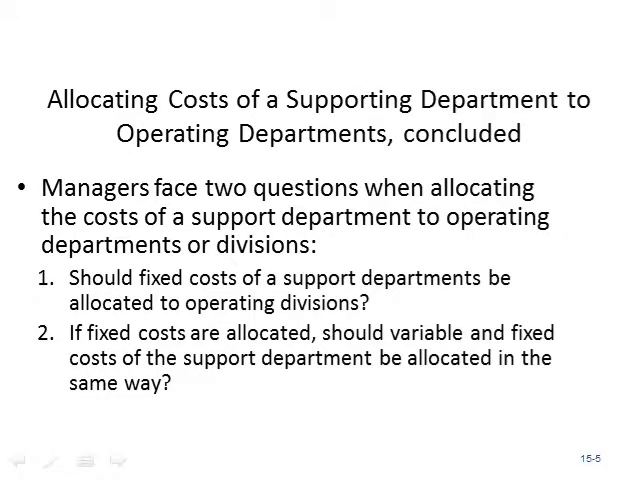Managers face two questions when allocating the cost of a support department to operating departments or divisions. First, should the fixed cost of a support department be allocated to operating divisions? And if fixed costs are allocated, should variable and fixed costs of the support department be allocated in the same way? With regard to the first question, most companies believe that the fixed cost of support departments should be allocated because the support departments need to incur these fixed costs to provide the operating divisions with the services they require.